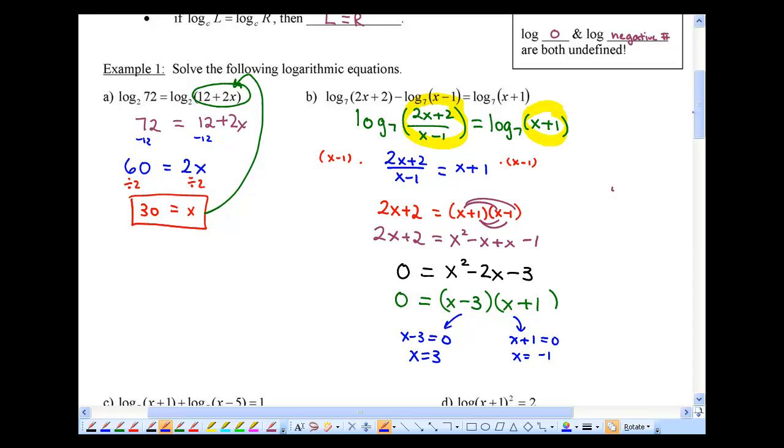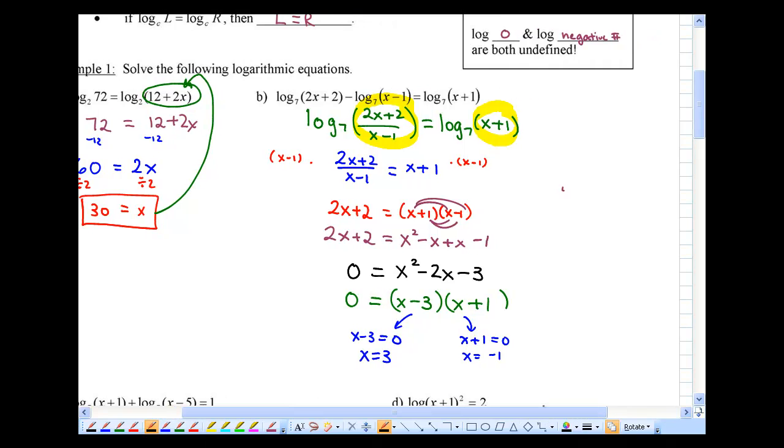Remember how I said the expressions have to be positive. So what you should do is really check. What you should do is just check your solutions. For x equals 3, if I plug it back into my expression, I have log base 7 of 2 times 3 is 6, plus 2 is 8. I'm just plugging it back into the original equation right now.